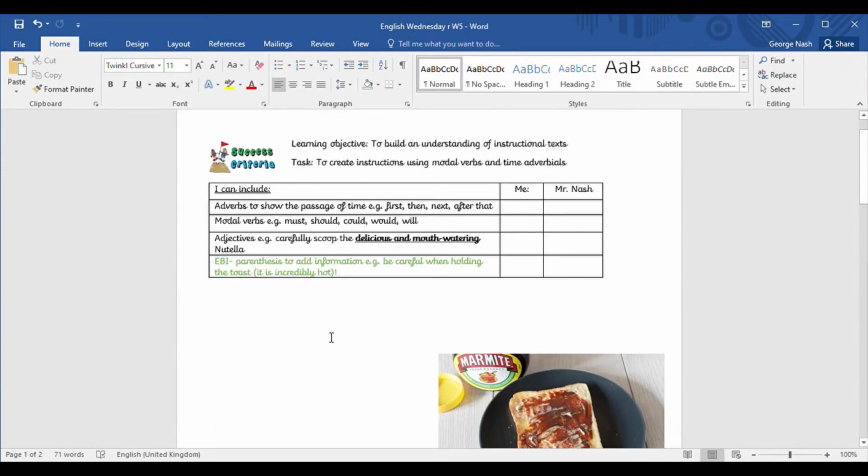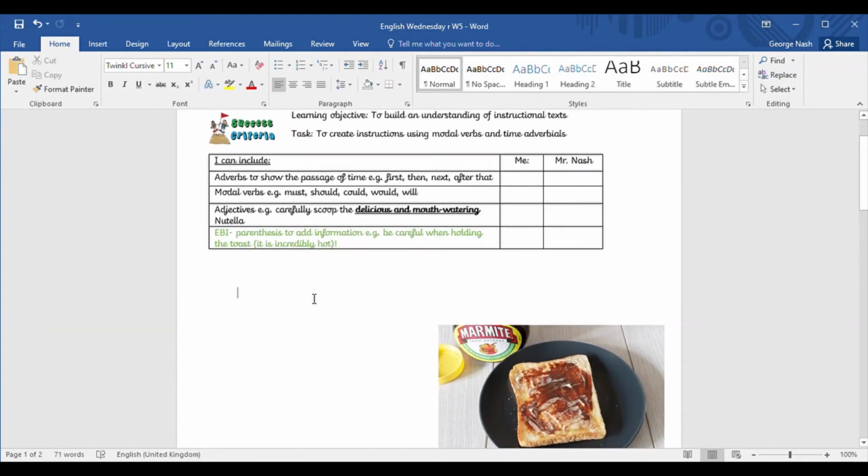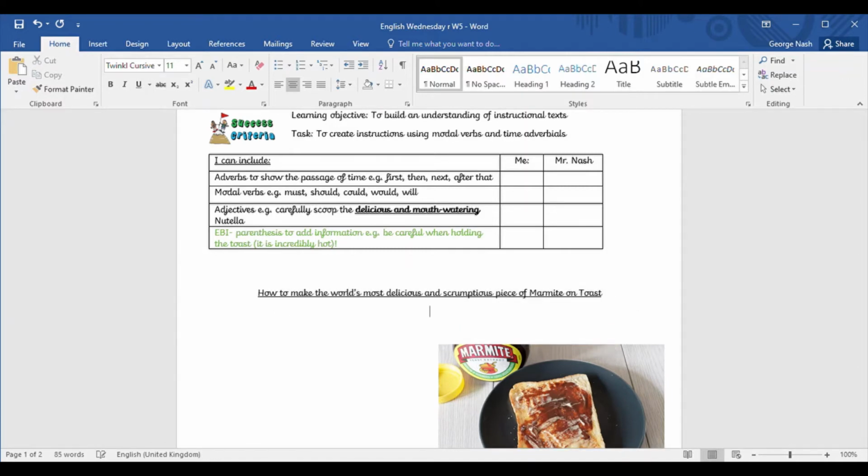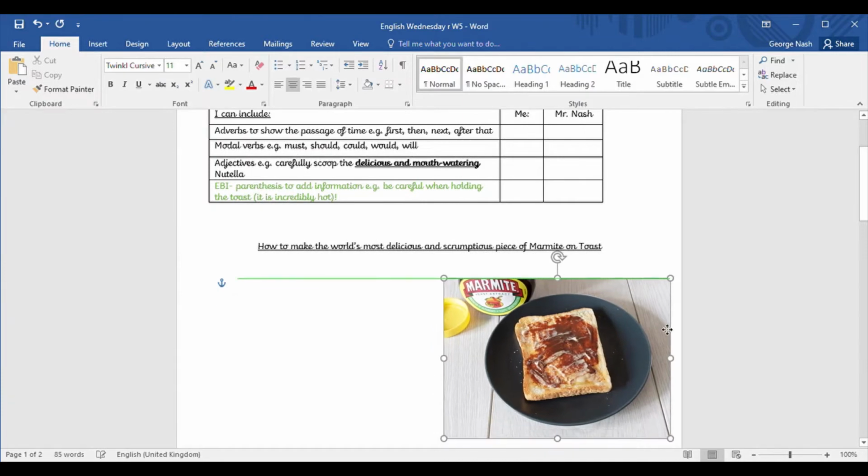Okay, then what am I going to need first? Well, most importantly, I'm going to need a title. So my title will say, and I'll put it in the middle, how to make the world's, let's exaggerate it, most delicious and scrumptious piece of Marmite on toast. Now, it's a bit of a mouthful, that. It might be a little bit too long, that title, a bit too wordy. I wouldn't want it longer than a line, otherwise your reader's probably going to fall asleep. So, how to make the world's most delicious and scrumptious piece of Marmite toast.